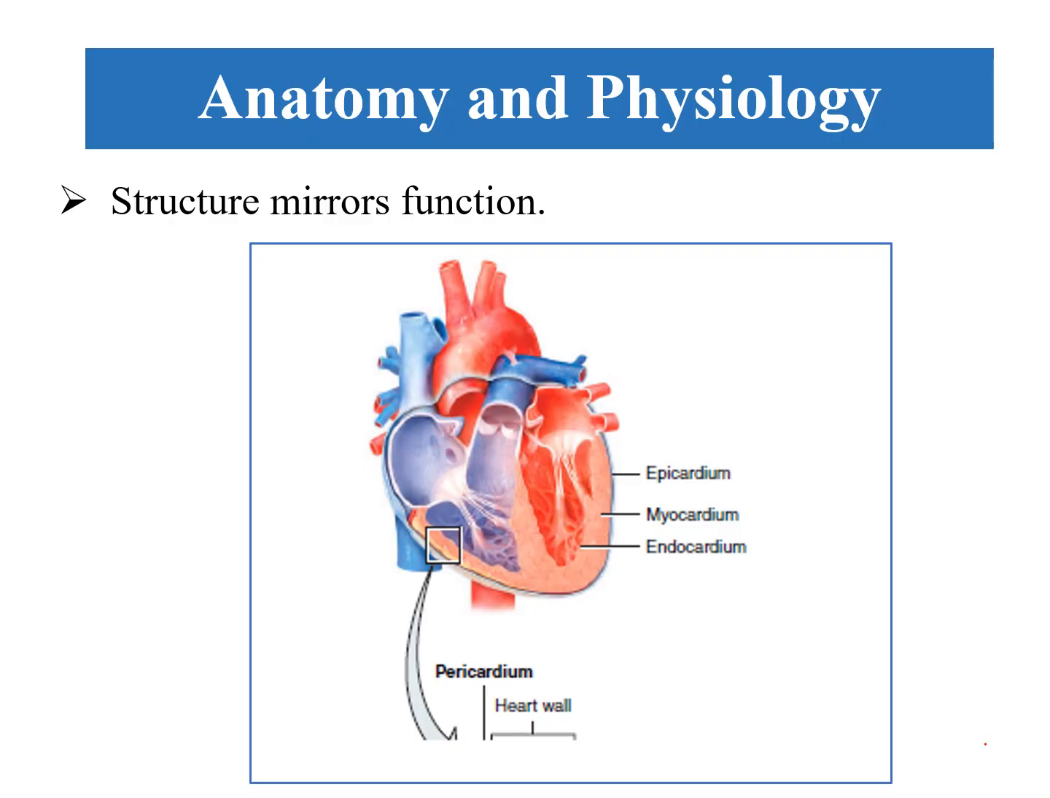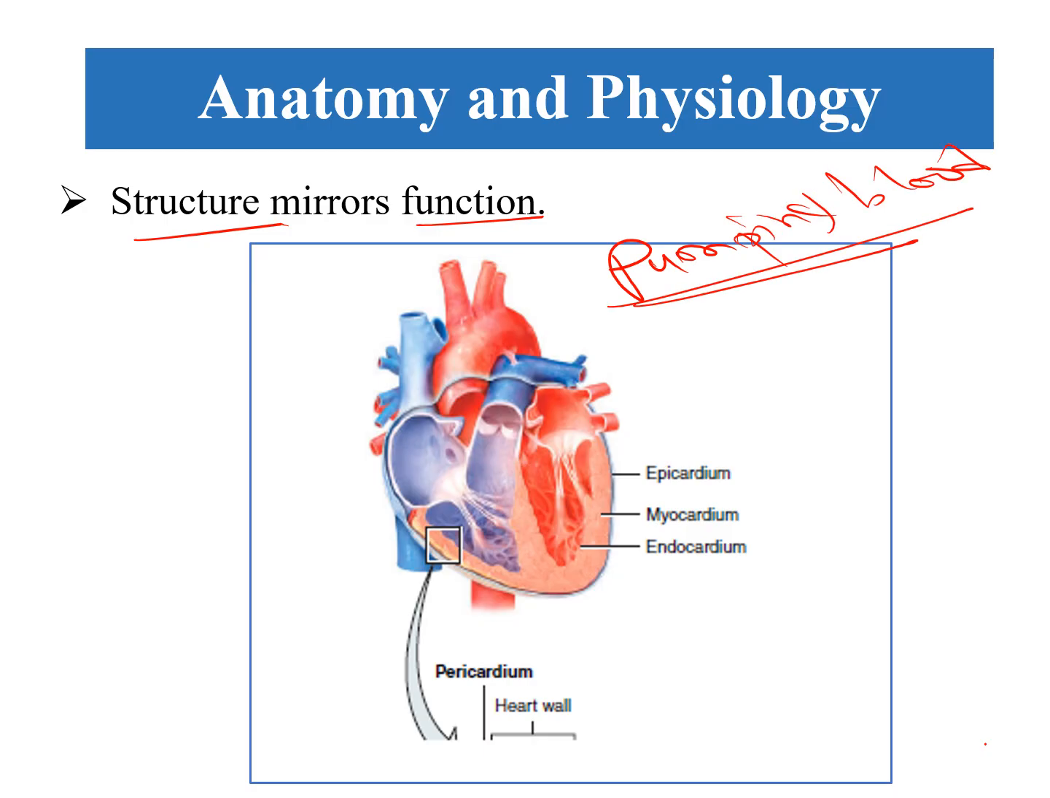Another important concept that I would like you to understand is that the structure of an organ mirrors the function, or the structure of an organ determines its function. Understand what this means. I'm going to explain about the heart. The heart is very much important in pumping blood to other areas of the body. This blood can only be pumped when the heart contracts and generates a force that can squeeze this blood out to the other parts of the body.